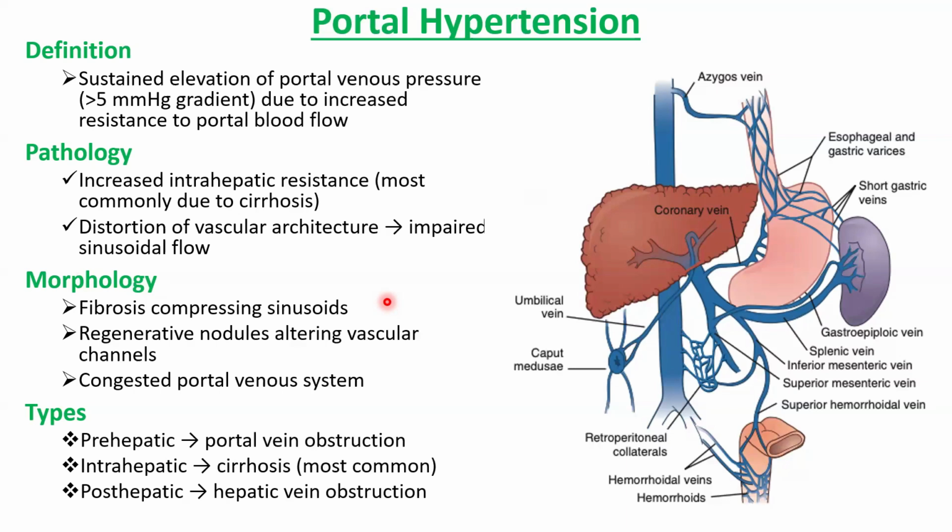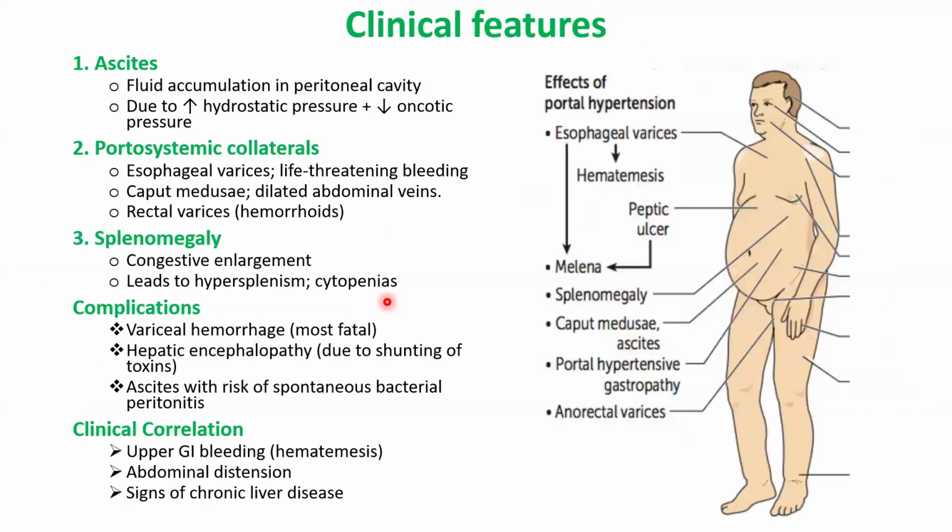You can avoid taking alcohol. You can avoid smoking to avoid having all these conditions coming in. And the clinical features of this portal hypertension you've talked about. You've talked about ascites, inflammation, accumulation of fluid in the abdomen. The other one is portosystemic collaterals, giving us esophageal varices, as we saw, caput medusae, distended abdomen, that is dilated abdominal veins, and the rectal varices.